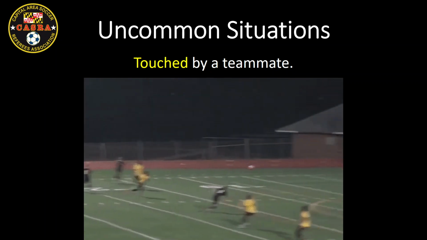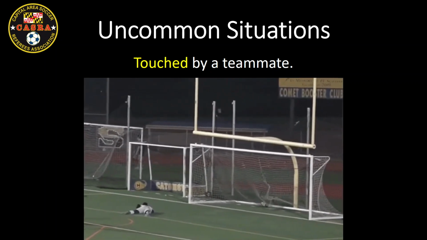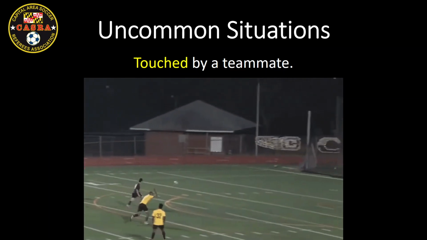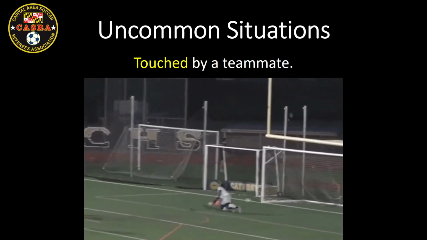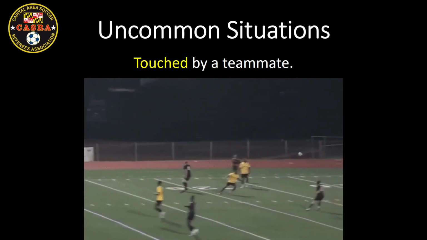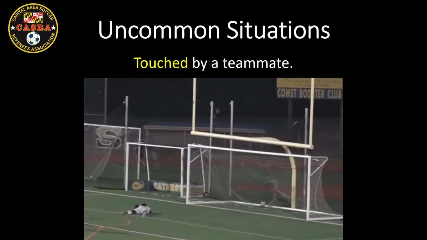Earlier, I highlighted touched by a teammate. In this situation, player or defender in yellow is clearing the ball. The ball deflects off an attacker in black. Once it touches that attacker, that is the kick point, and this attacker that receives the ball, who is in an offside position at the kick point, is now offside.